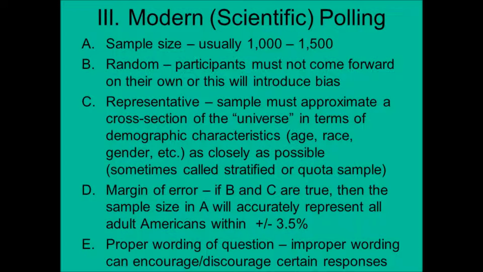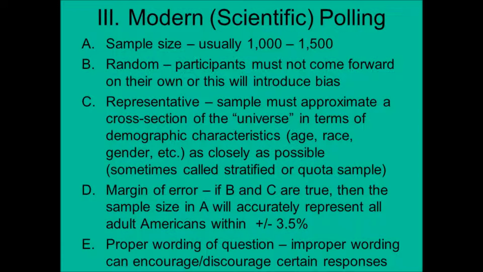There is always going to be a margin of error, because the only way to have a 100% correct public opinion poll is to literally talk to everybody in America. Obviously, no one has time and money to do that, so you have to talk to a smaller group. That's your sample size. And if A and B and C are all true, and if you do it all right, then your answers will be pretty accurate to within plus or minus 3.5%.